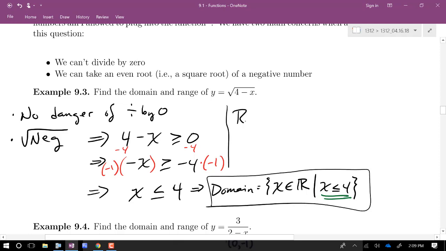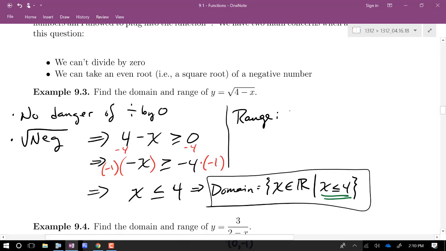What about the range? What kinds of outputs could this give? Is there anything that this function won't produce as an output? It won't produce negatives. We know that because it's the positive root, right? We said we didn't have to worry about the plus or minus because the radical was there to begin with, and if they meant the negative root, they would have put the negative root. It means the positive root.